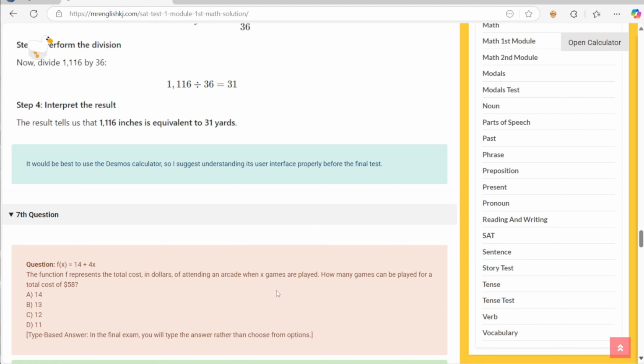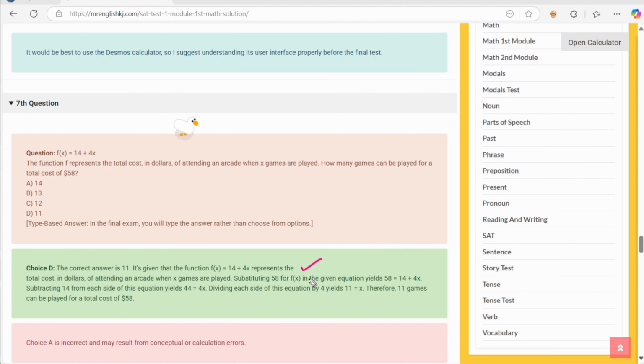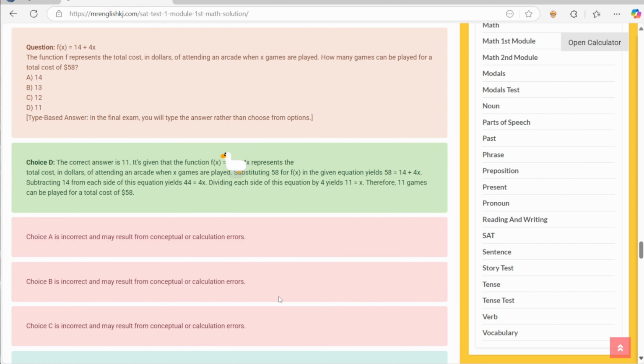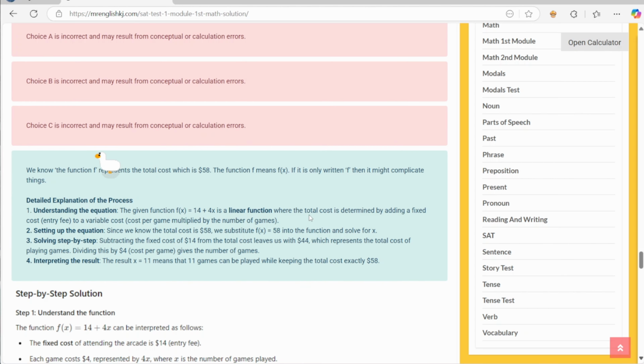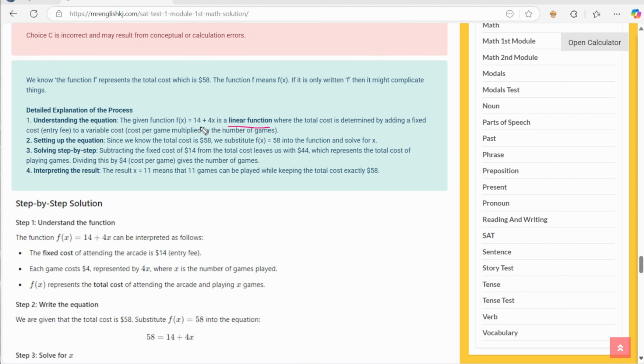Okay. Now you can see the correct answer, that is 11. You can see the explanations here as well, right? You can see the incorrect answers. Now the blue box. As I was suggesting, in the blue box, you will see step-by-step explanation.